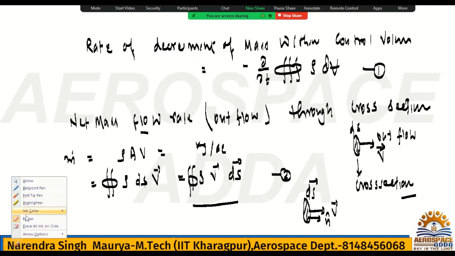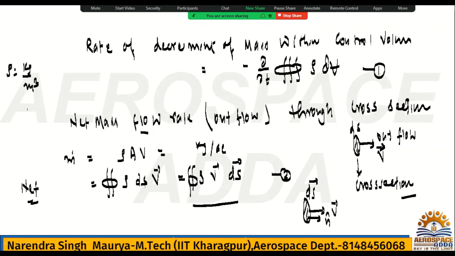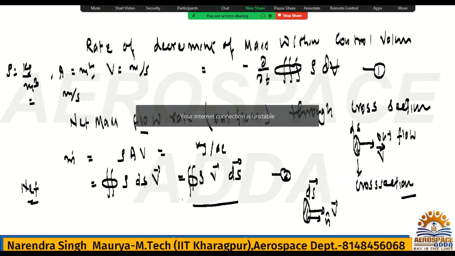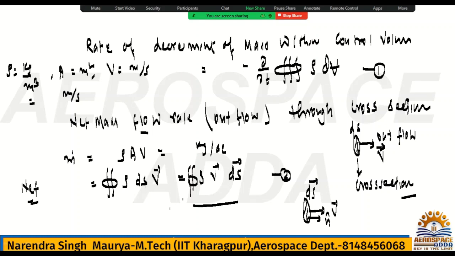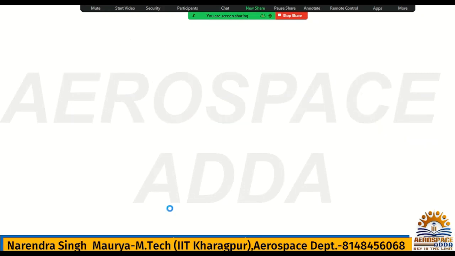If you check rho A v, what is the unit of rho? Rho is kg per meter cube. Area is meter square, velocity is meter per second. If you check the unit, what will you get? Kg per second, which means it is already a rate per unit time. No need to write dou by dou t again. Understood or not? Here I have not written it, but by mistake it is written in the next slide. Not required, so you just remove that part.